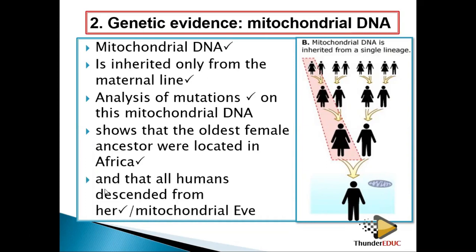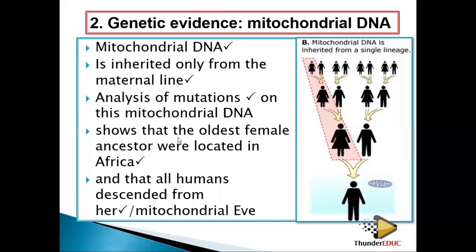So we are saying that all humans descended from her. That is the mitochondria of Eve. That's the one I've been talking about. So basically, that's how you can explain. Whenever you see a tick, it means, guys, don't miss out that point. Don't go to the exam without knowing these evidences. I repeat, don't go to the exam without knowing these evidences, because if you don't know them, then you won't be able to get the marks.